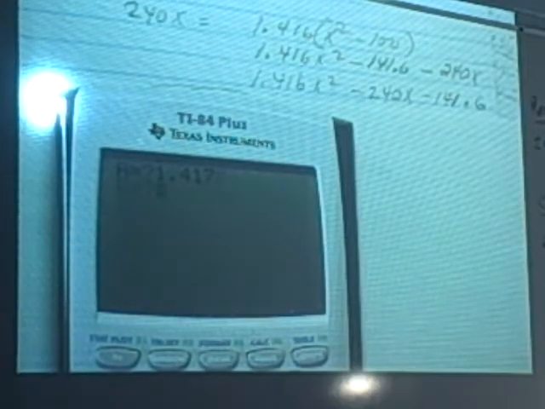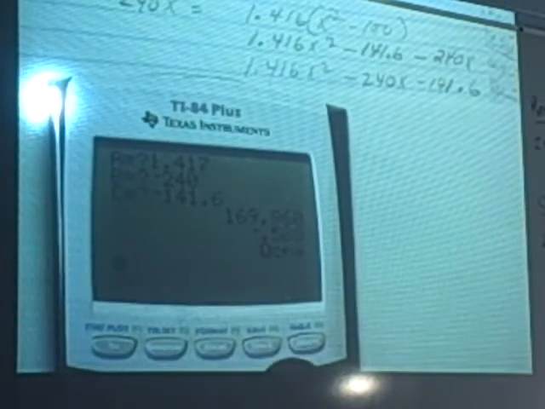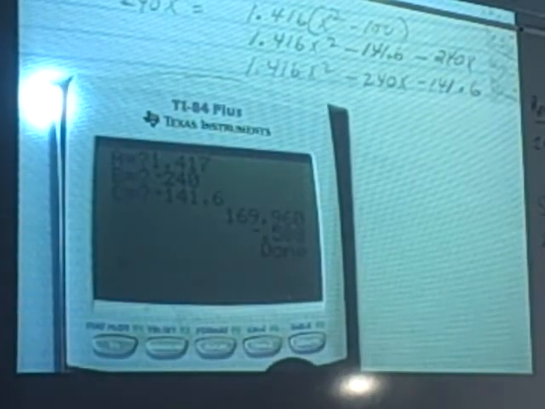And look what happens. They ask you for the B, which, remember, we're going to use that negative at the bottom, so it's a negative 240. I'm going to hit enter. I'm going to get C, which is a negative 141.6. What do you think I'm going to do next? Hit enter. And there you are. Is that pretty sweet?